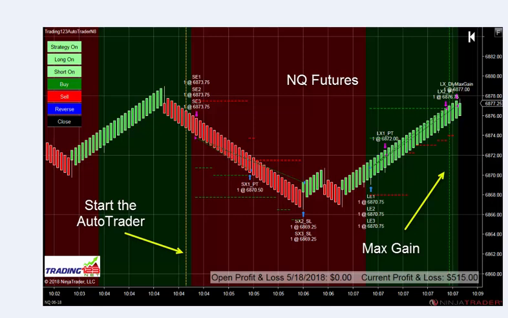It's often whipsawy and choppy, with up and down moves that make no sense because there's order flow from the night before. So that's why we like to wait on the NQ till after 10 to start the AutoTrader. And it's not that hard to do. We repeat this every day. Start it at 10, make $300 to $500. It's very easy to do.